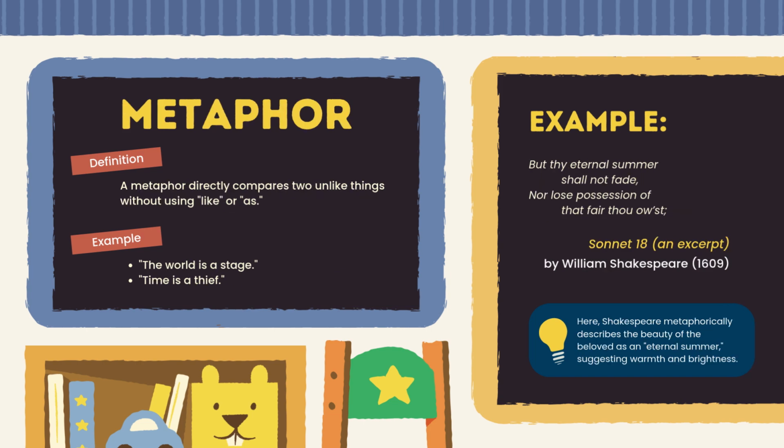Metaphor. Definition: a metaphor directly compares two unlike things without using like or as. Example: The world is a stage. Time is a thief. Example: But thy eternal summer shall not fade, nor lose possession of that fair thou owest. Sonnet 18, an excerpt, by William Shakespeare, 1609. Here, Shakespeare metaphorically describes the beauty of the beloved as an eternal summer, suggesting warmth and brightness.